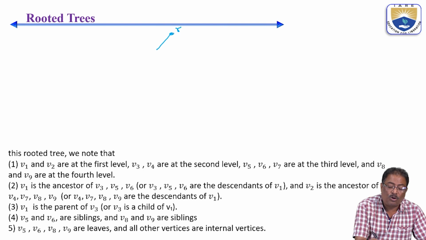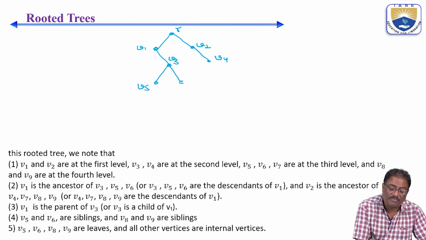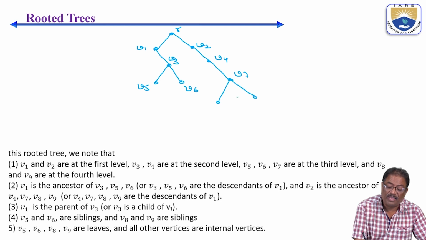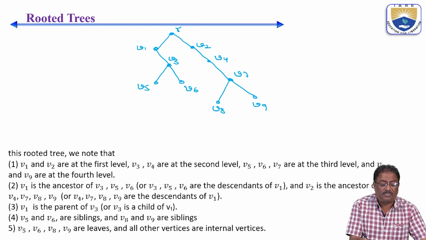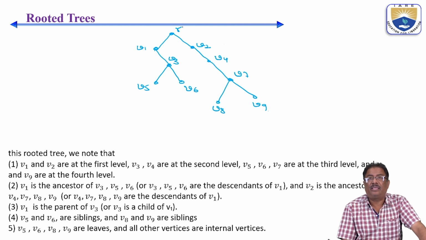Suppose I am going to consider another example. I am just taking R as the root node. Let us consider V1 and V2 as two vertices, and next V3 is another vertex, and next V4 is another vertex, and next V5 and V6 are other vertices, and next V7 is another one, and next V8 and V9. So let us consider one rooted tree.